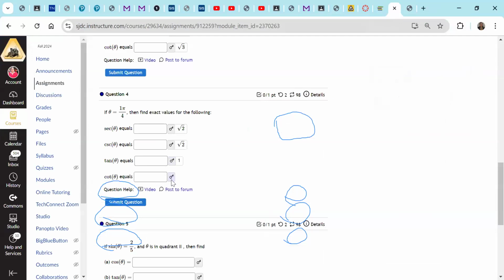Cotangent is the opposite of the tangent, that's also going to be 1 over 1, and that's 1. Okay, that's that. Now taking us forward to the next one.